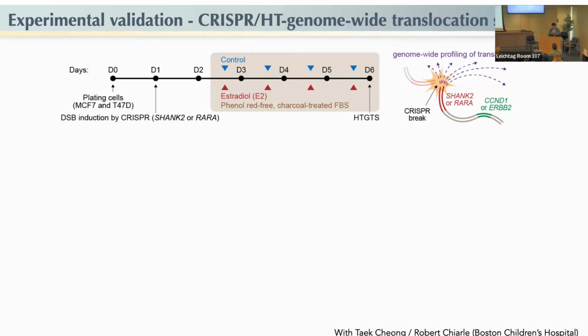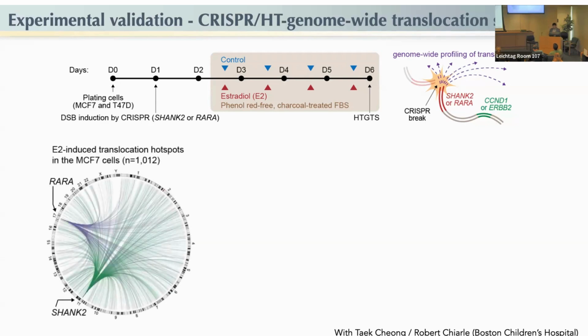And so what we did here was treat some breast cancer cell lines with estradiol, and then generate CRISPR breaks at sites that I showed on the previous plot, next to ERBB2, next to CCND1, where we see high binding. And then we try to see where those fragments will fuse, okay? There are two experiments shown here. We generate the breaks at the genes RARA and SHANK2. SHANK2 is next to CCND1.